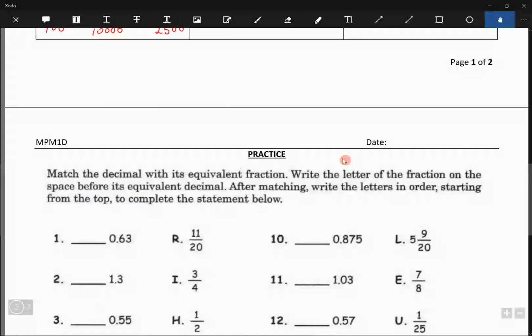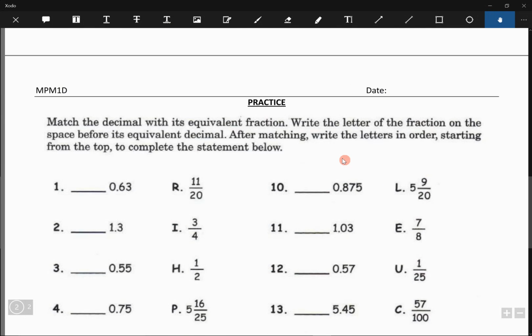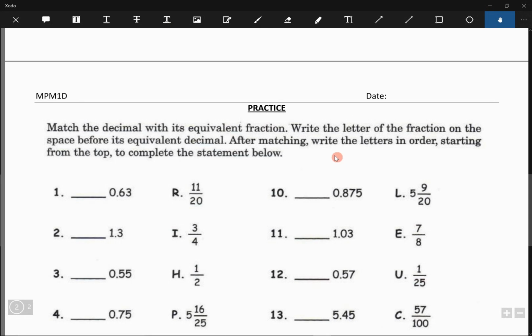So the rest of the sheet is just for you to do some practice converting, matching a decimal with its equivalent.